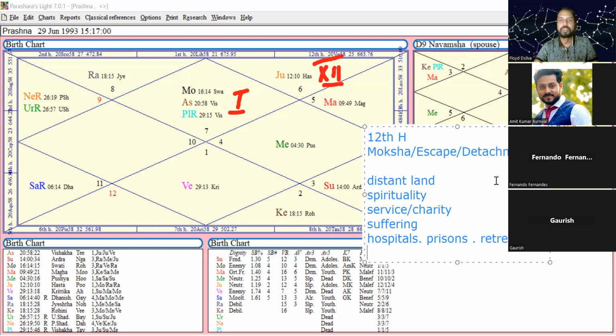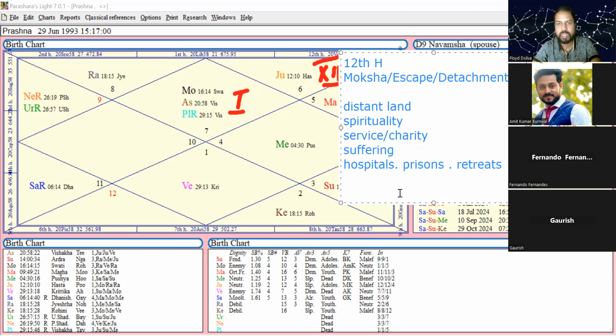Okay. Now let's look at the 7th house. So, Fernando, just mute yourself. There's a lot of noise in your background, some wind sound.